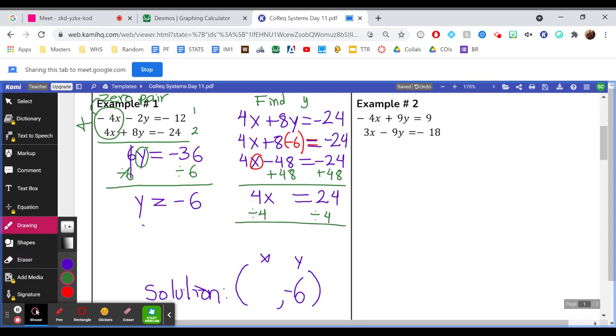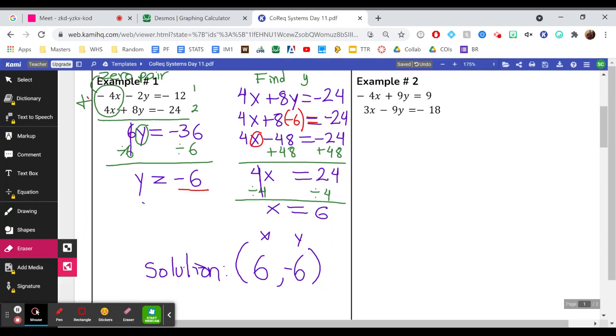Okay, so 4 divided by 4, that's a 1, and I don't need to write it anymore, so I have x is equal to 6. So my solution to this system of equations is 6 comma negative 6. Let's move on to example number 2.